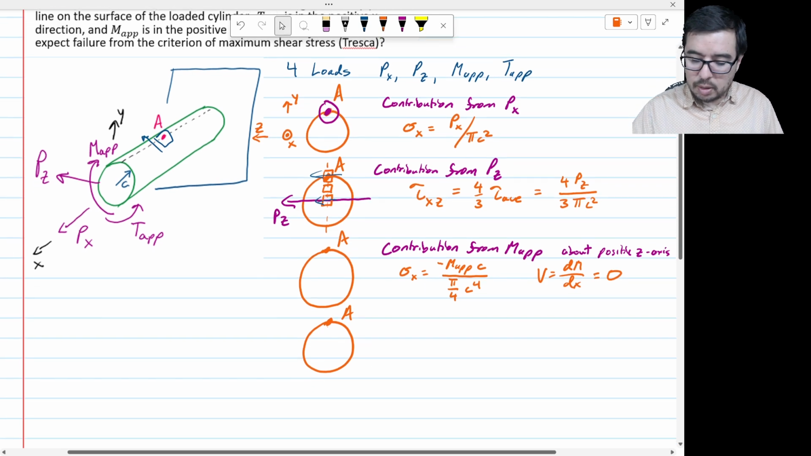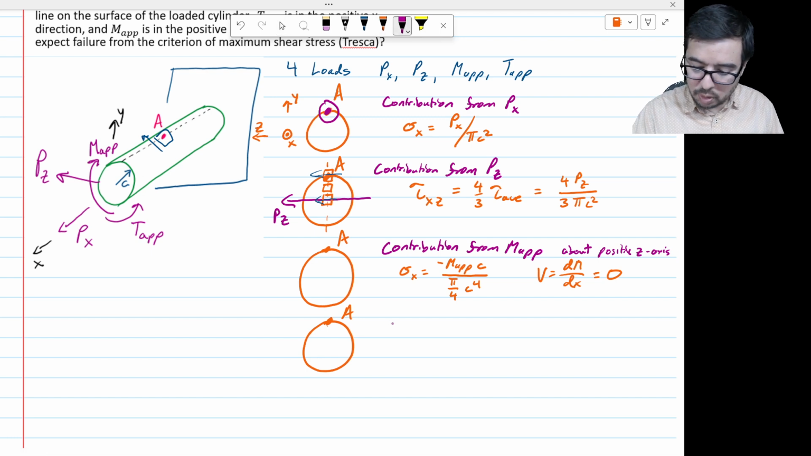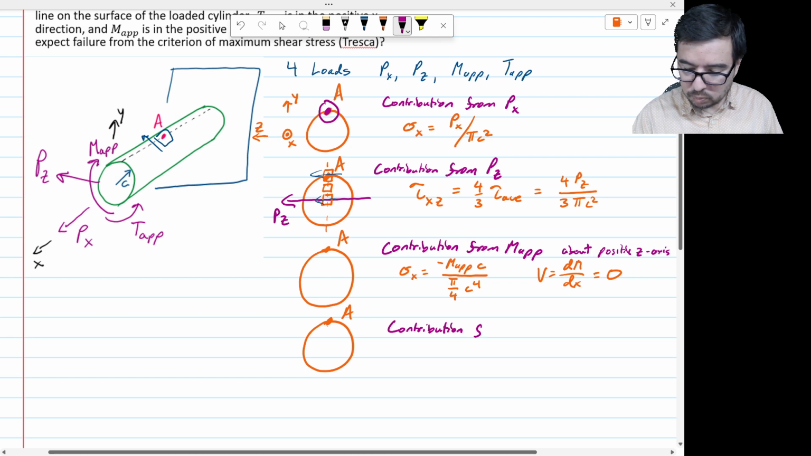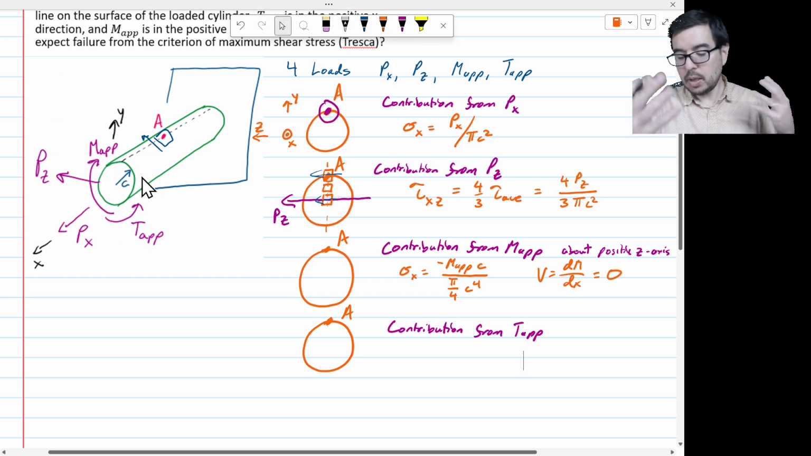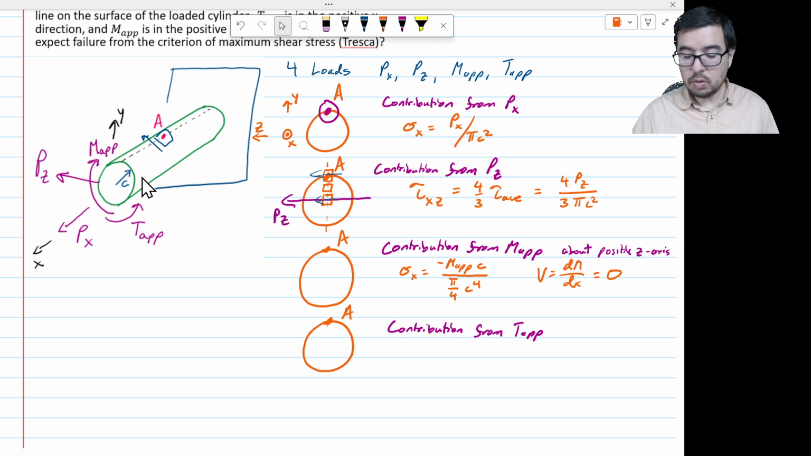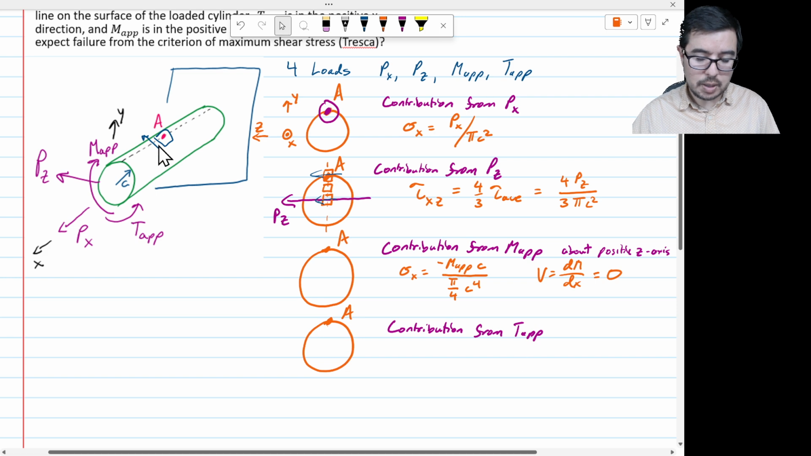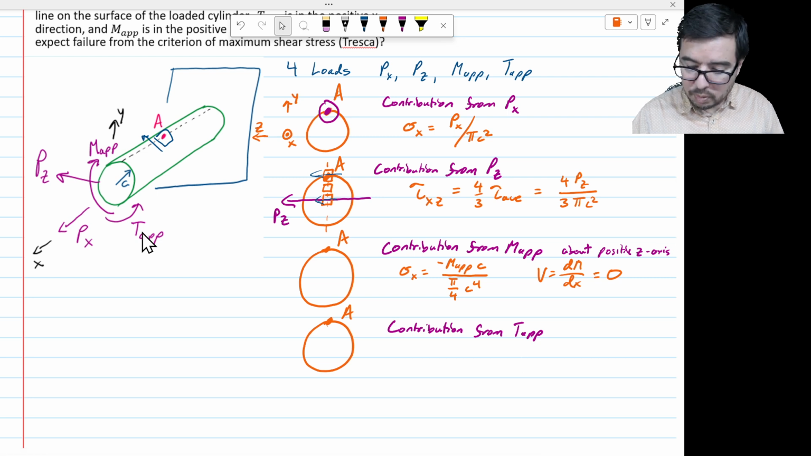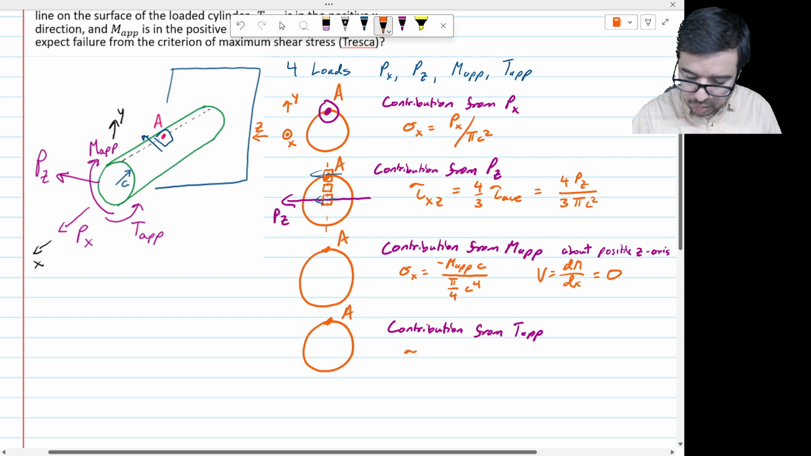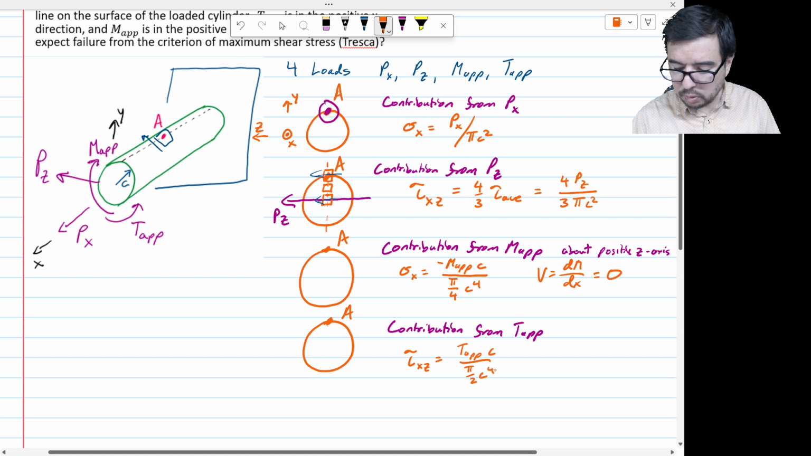So we're done there. Now let's go down and finally look at the contribution from T_AP. Okay, and so T_AP, we've actually done this problem in the last one that we looked at, question 2 from session 22. We know that this is going to be contributing a shear stress, and it's in the same direction that I drew right there for that arrow. And so that means that it's also going to be a tau xz, and that's the Tc over J formula. So tau xz is equal to T_AP times c over J, and J is pi over 2 c to the fourth.